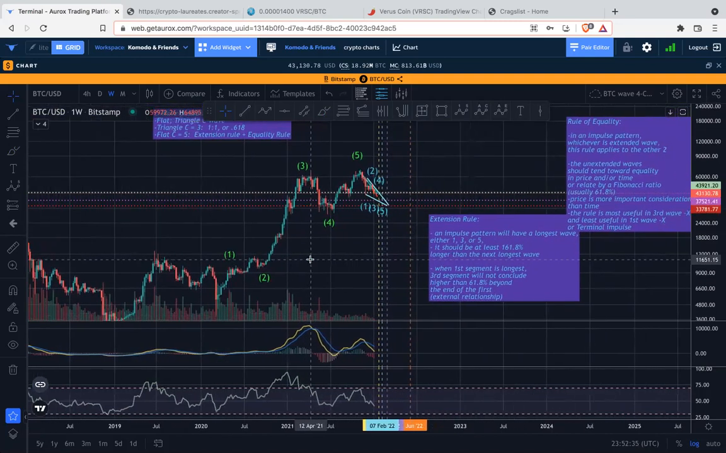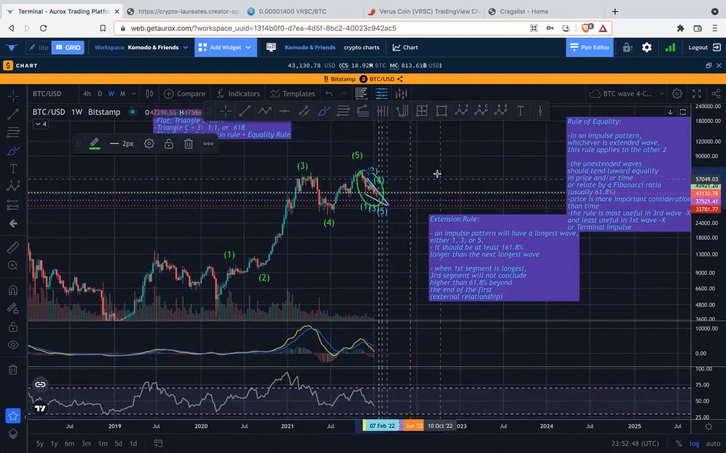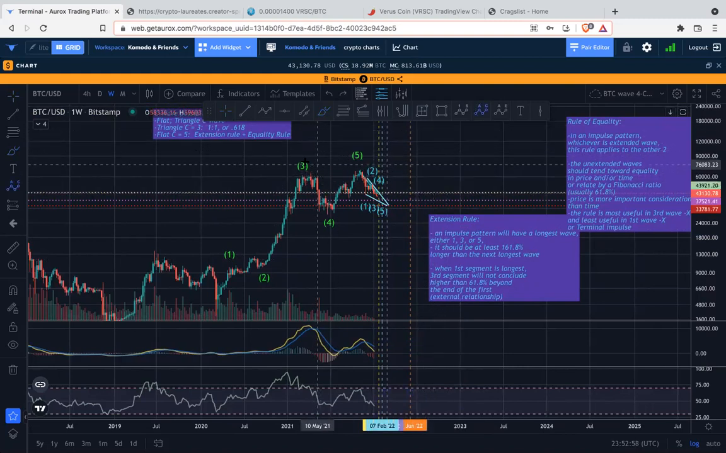And then in this fourth wave here, we're looking at a C wave of a flat pattern. A C wave is also an impulse wave in a flat pattern, an ABC flat pattern, which we're seeing here potentially.